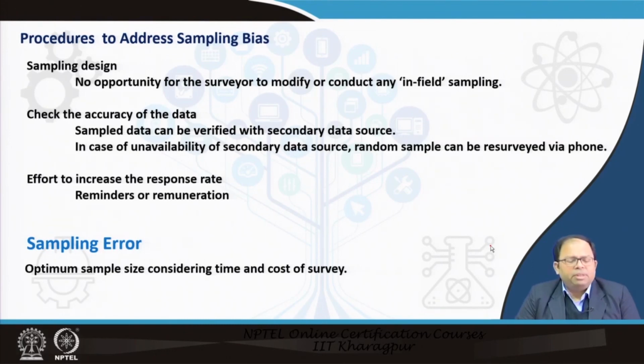And along with sample bias, sampling error we have also discussed, and it depends on the sample size. An optimum sample size is estimated to reduce the sampling error, and considering both time and cost of the survey, we may come out with a size of sample, or the number of samples that we will collect, and that will be taken up in the next lecture.